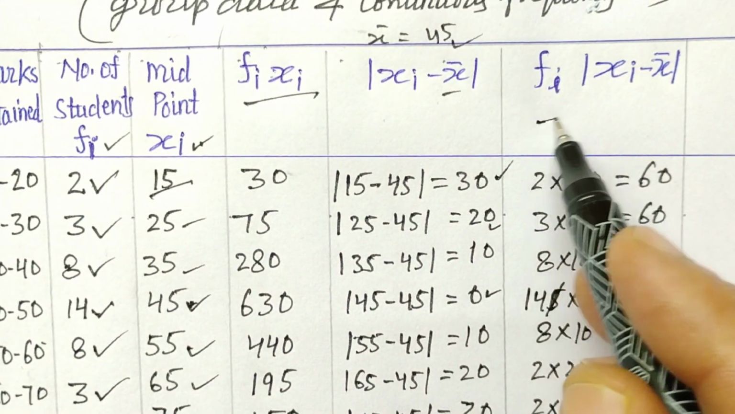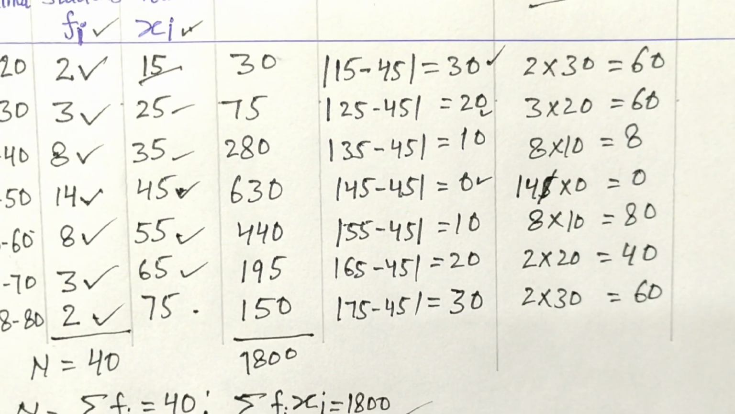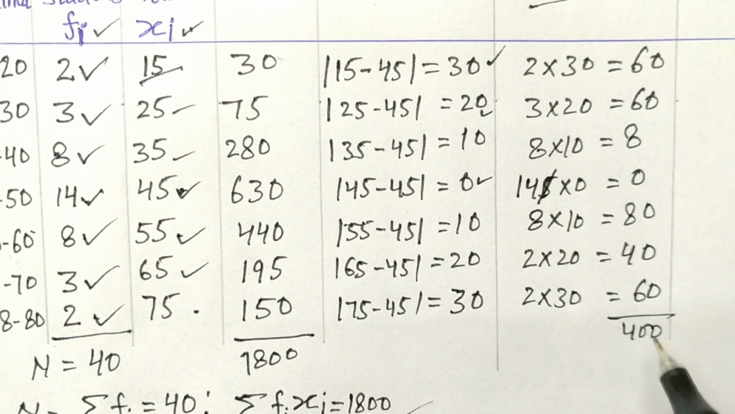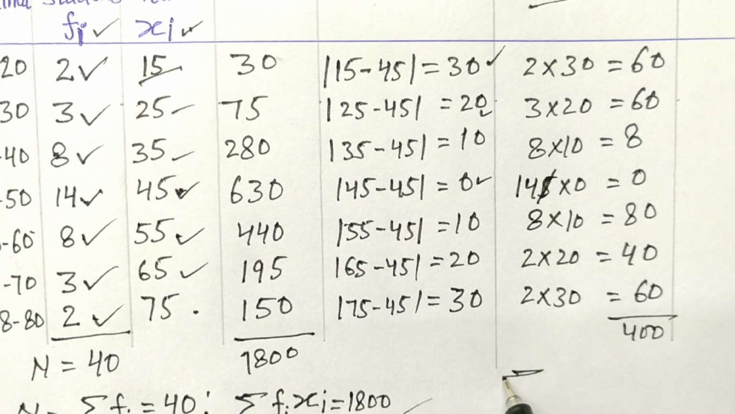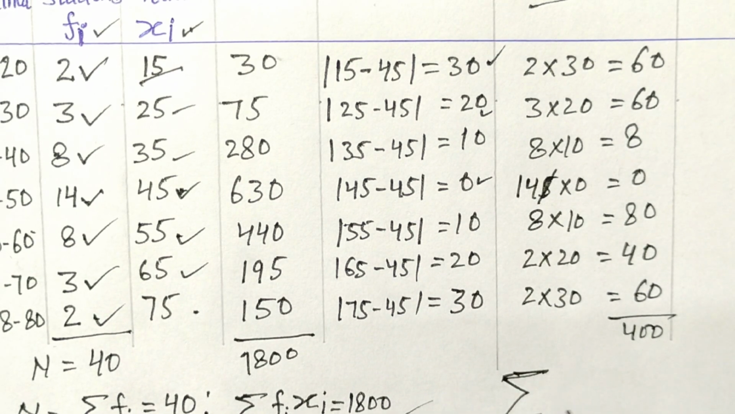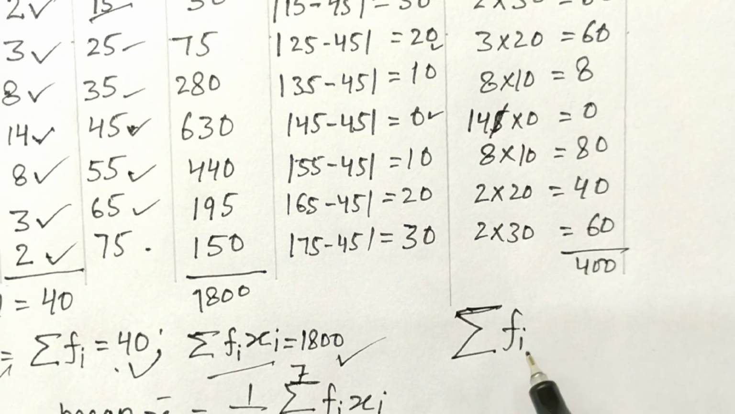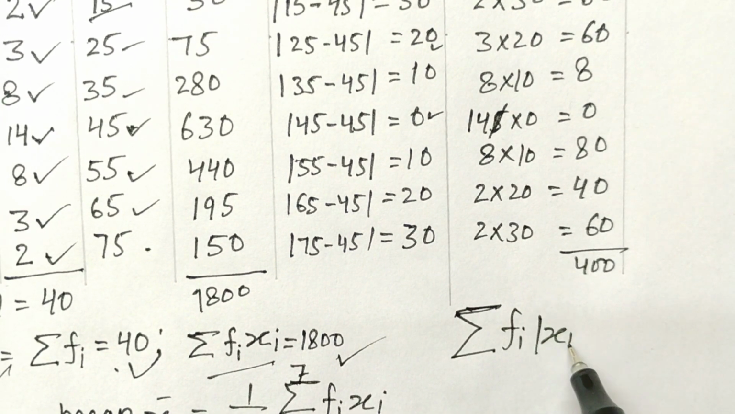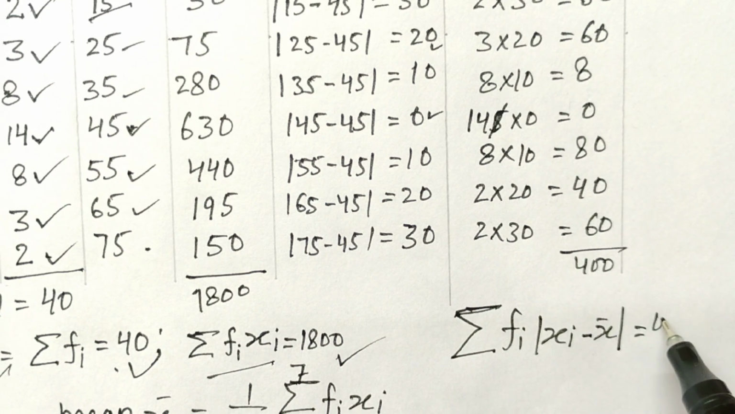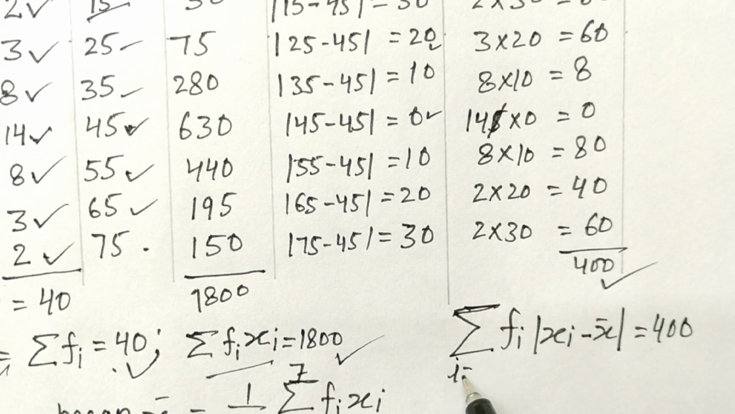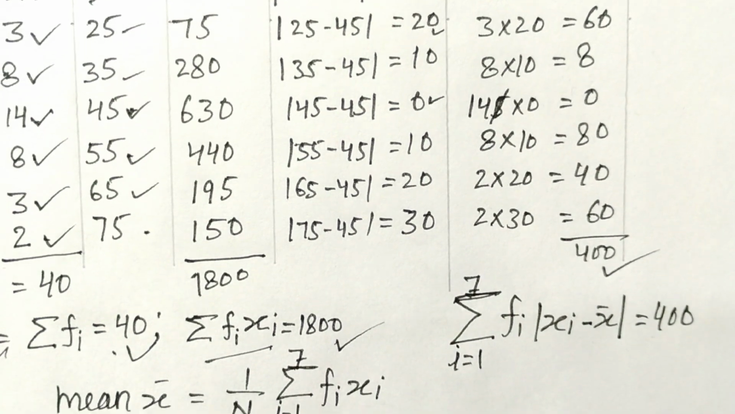Now we get the summation of this, right? So this is 400. So summation of Fi into mod of Xi minus X bar is equal to 400, right? Here i is equal to 1 to 7 because there are 7 classes, right?